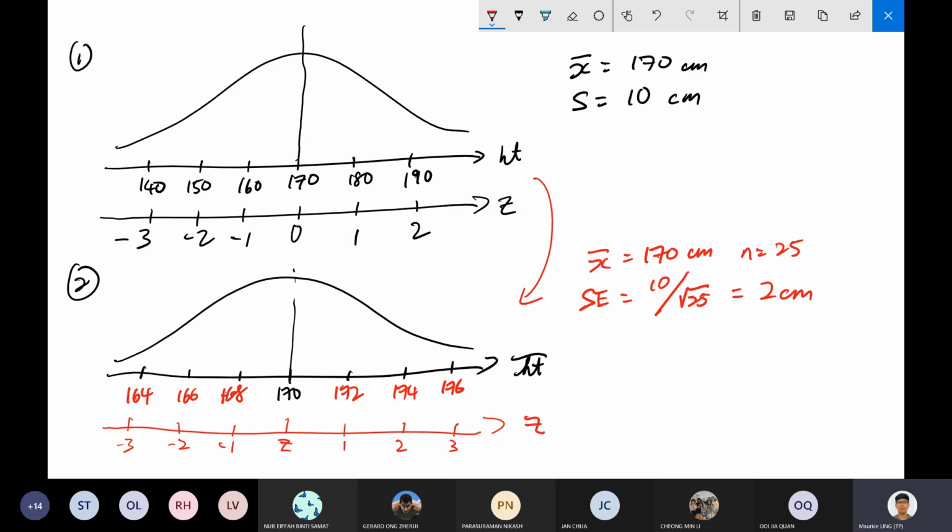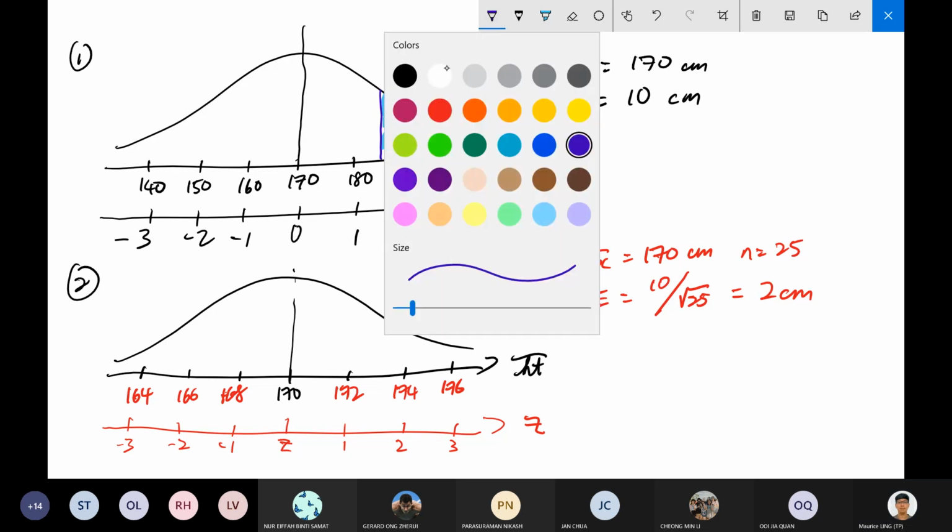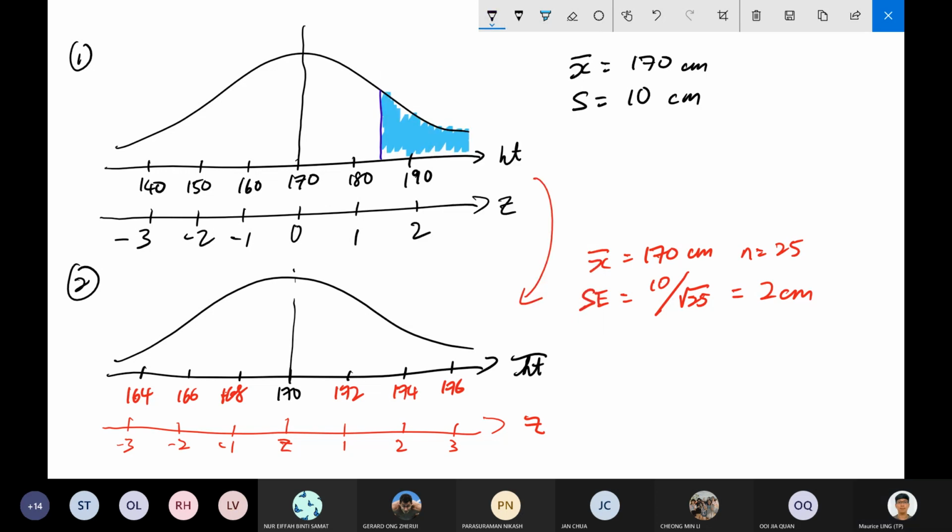So just now, what is my question? For the first one is 185, right? So 185, I am looking at this area here. Can somebody repeat what's the answer just now? What's the area here? 0.0668. Okay, correct.